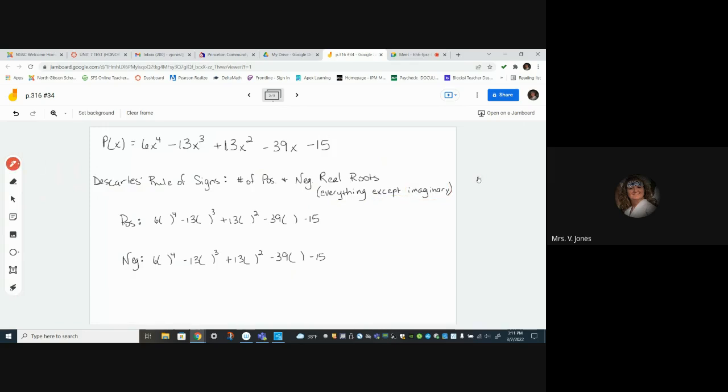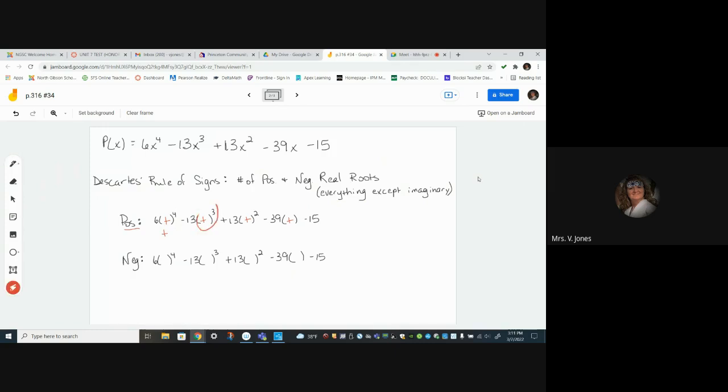So to do this, if we want to know how many positive real roots we're going to have, wherever you see the x, you're going to plug in a positive. Now you can actually use like +1 if you want, but what we're doing is we're looking to see what happens to the signs. So if you have a positive raised to the 4th power, that's a positive. So when you take that positive times this positive, you get a positive.